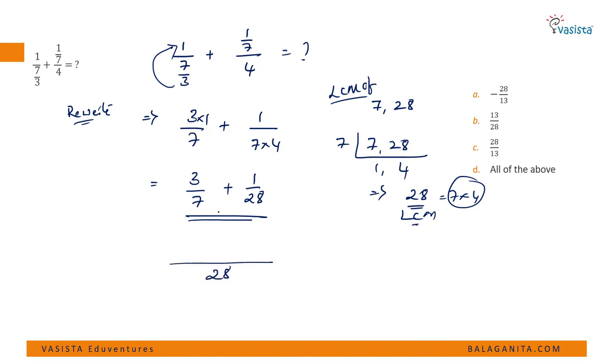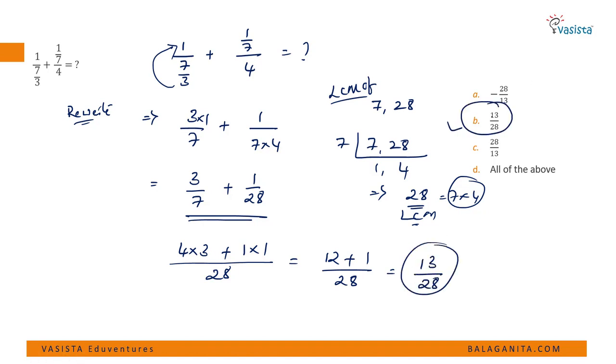Now divide 28 by 7, that is going to be 4. 4 should be multiplied with 3, plus divide 28 by 28, that is going to be 1, multiplied by 1. So 4 3s are 12 plus 1 1s are 1, that divided by 28, which is nothing but 13 by 28. This is the right answer. Let us check out here. So option B is the right one.